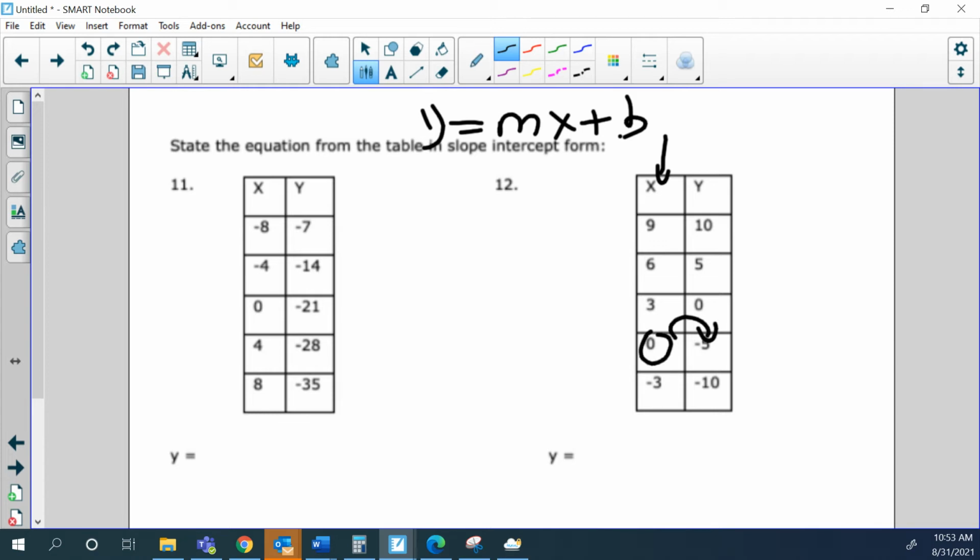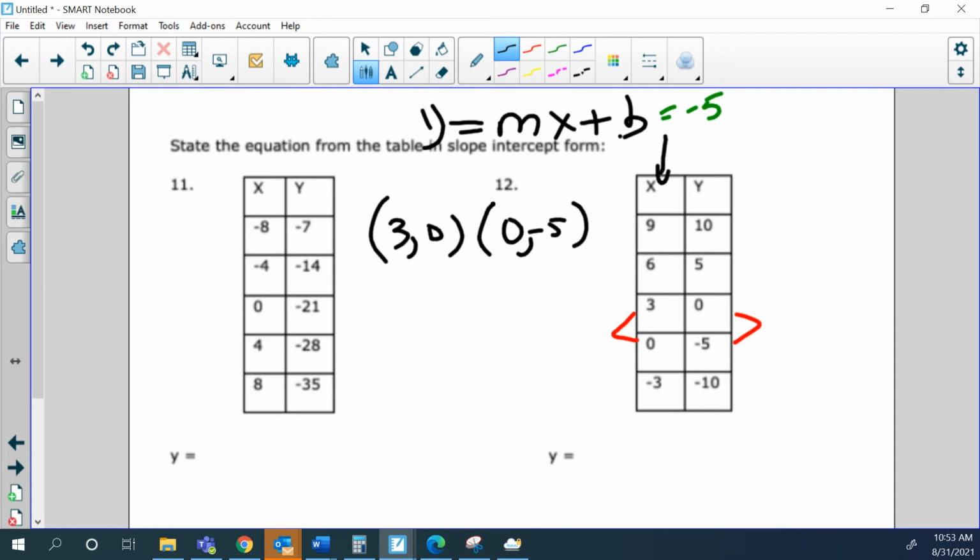So -5 is my y-intercept. All right, so let's pick 2 points now to find the slope. It doesn't matter which ones. I'm going to have (3, 0) as one point and (0, -5) as the other point. So this is my x1, my y1, my x2, my y2.